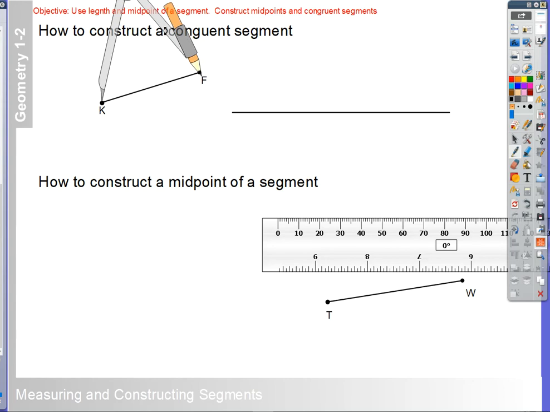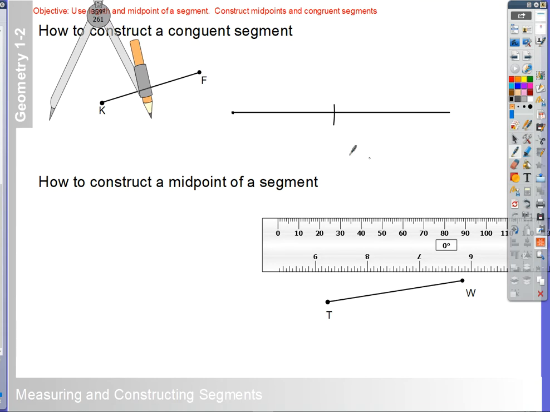And so what I'm going to do is use my compass to measure line segment KF. So we have K, which has the metal point, and the F, which has the graphite point. And so I'm going to move this compass over to my new line, and I'm going to put a little dot at my end point. And then I'm going to swing the compass around, and now I know that this distance between KF is the same as the distance between my endpoint here and my arc.